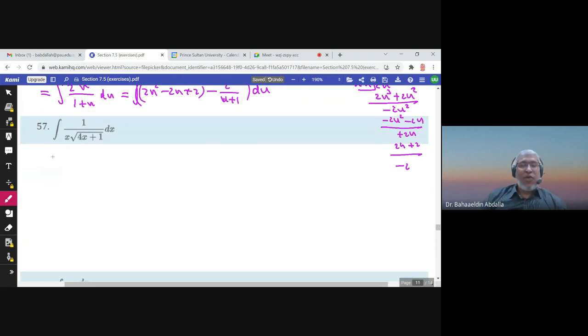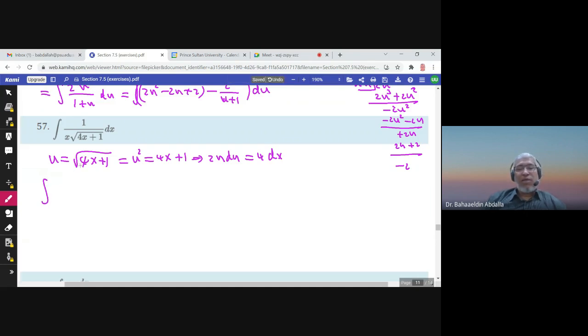57. Let me take u as square root of 4x plus 1. Then u squared would be 4x plus 1, and then 2u du would be 4 dx. So dx is 2u over 4, so it is half u du. That's dx. And x, I can find from here. x would be (u squared minus 1) over 4.